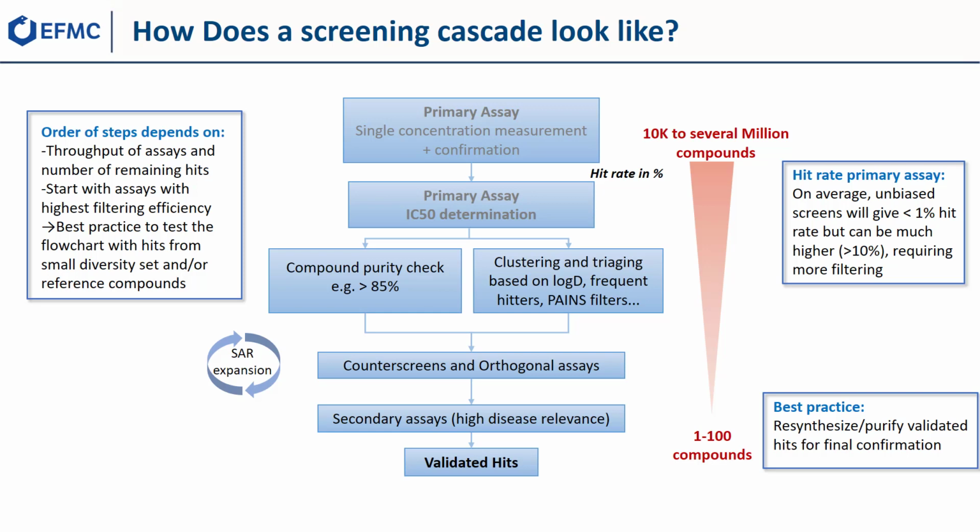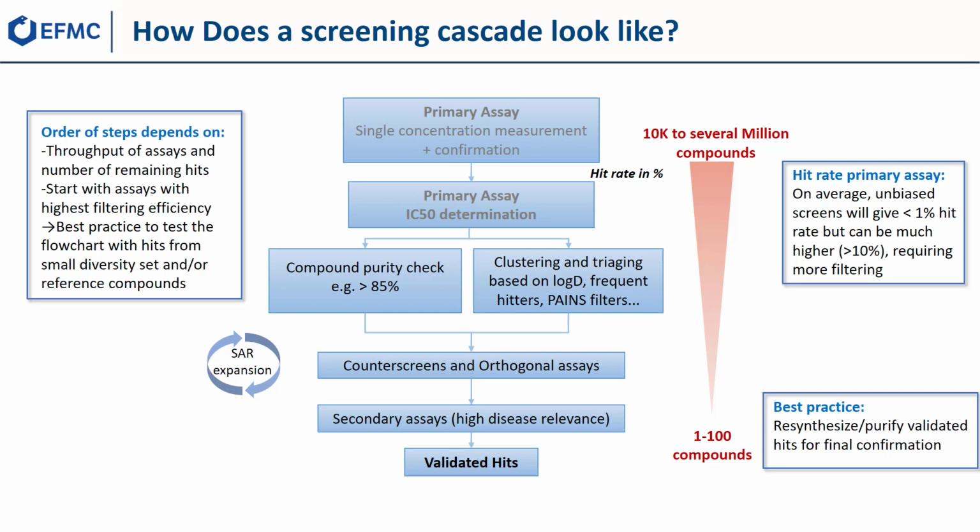Then we usually go into filtering and triaging the compounds. So it's important to have a compound purity check because the impurities could actually be responsible for the activity you see. And on the right side, what you see is we will go into clustering, meaning putting together compounds that are similar, but also triaging them based on properties like log-D, and flagging them if they are frequent hitters or contain pain motifs. We're going to go into that in a little bit more details in a minute.